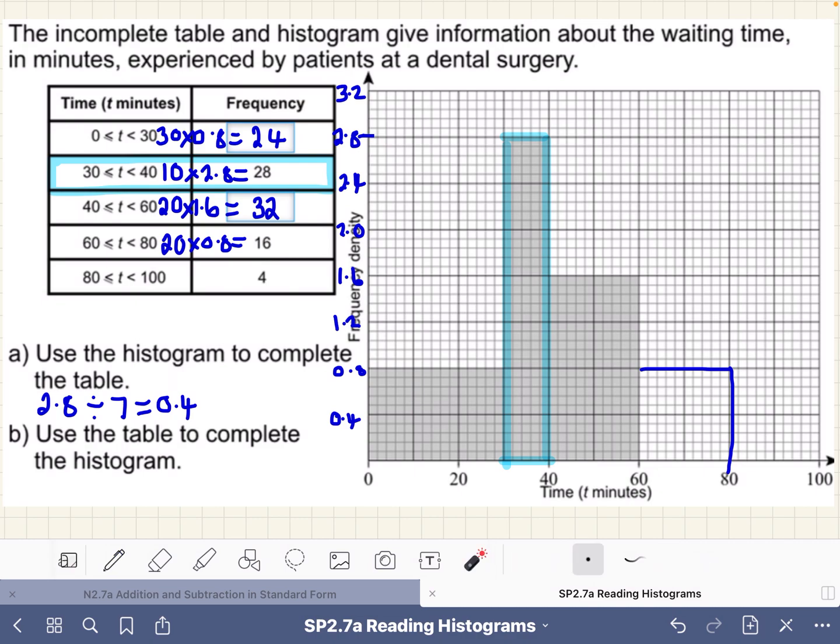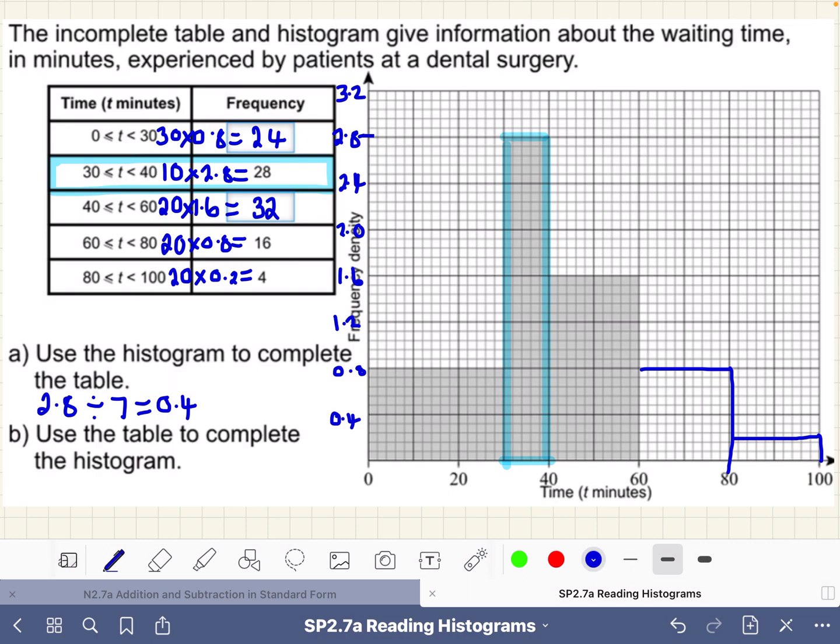Our next distance is between 80 and 100, which is a width of 20. 20 multiplied by 0.2 will give us an answer of 4. That means our height is in between the scales to give us a distance there.